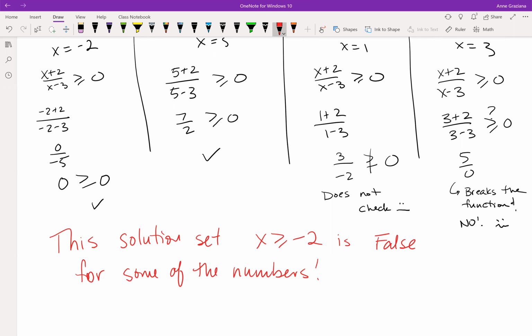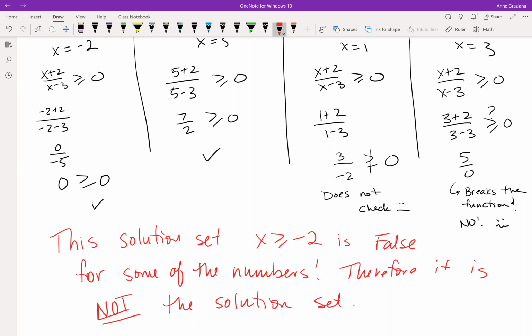Okay, therefore, it is not the solution set. It has to work for all numbers. All numbers in your solution set have to make this inequality true. Otherwise, it is not possible.